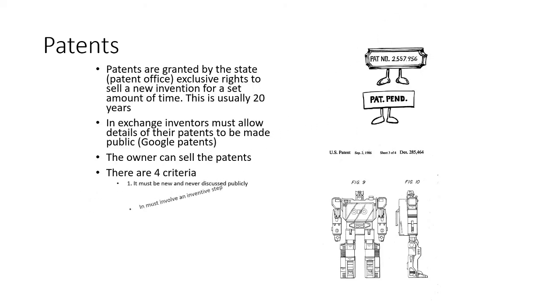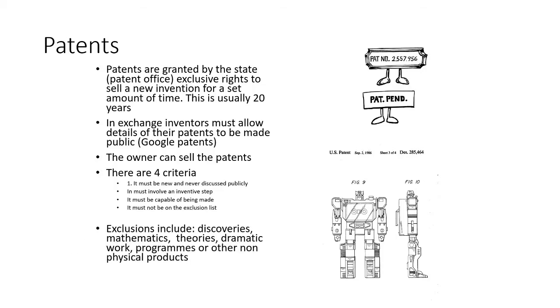There are 4 criteria in order for something to be eligible for a patent. 1, it must be new and never discussed publicly. You can't have seen someone discuss something on TV and try and patent that, because it's out there in the public domain now. It must involve an inventive step, so it can't be just something old that already exists. It must be capable of being made, so you can't just blanket take an idea like hover cars and say, I'm going to just patent hover cars. How would it work? Don't know. That means you then can't do it. If you find a way of doing it, then you can take that way.